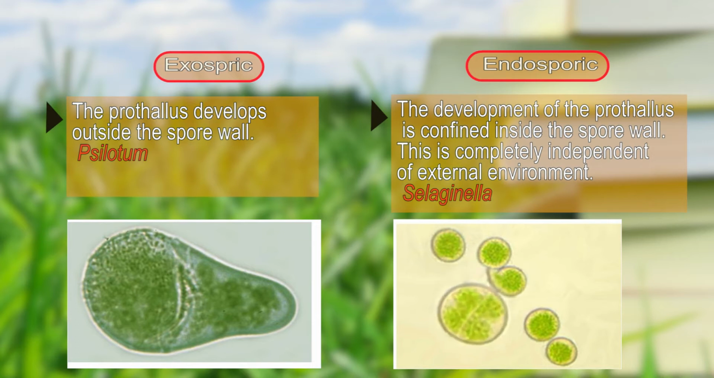In case of endosporic, the development of the prothallus is inside the spore wall. If this brown line, this outer covering, is the spore wall, inside this brown covering we can see that the development of the prothallus is taking place, and this is completely independent of the external environment. Example, Selaginella.